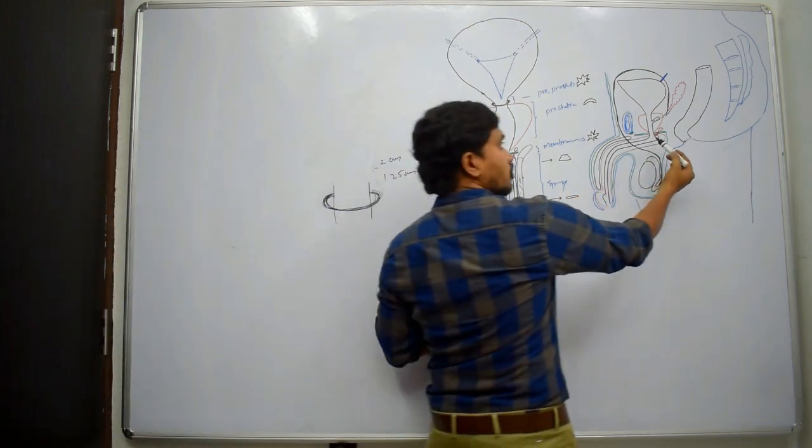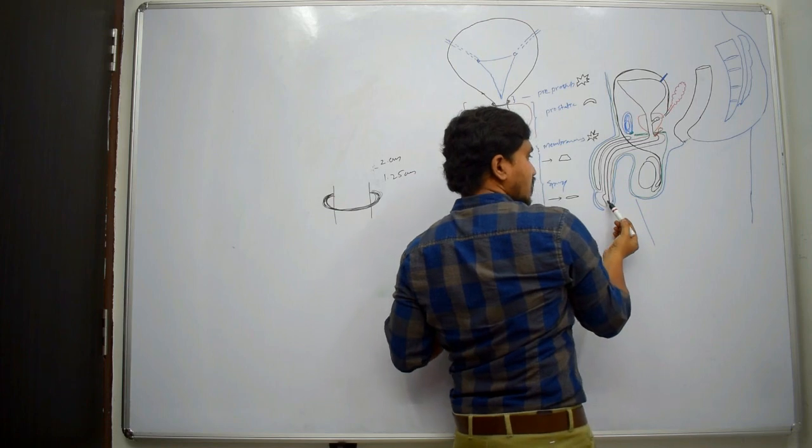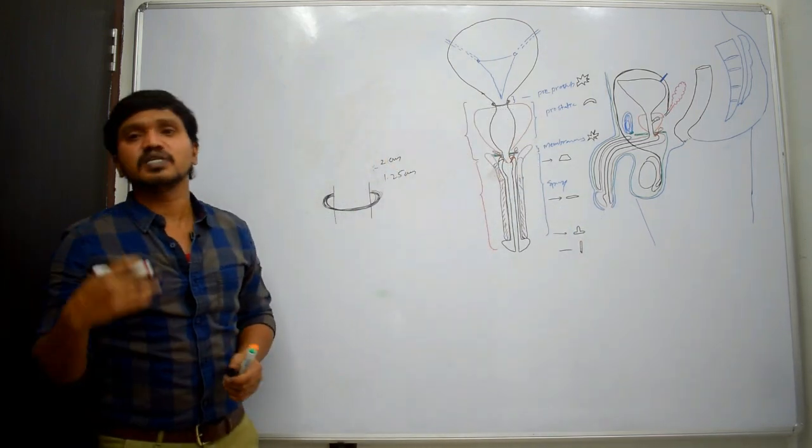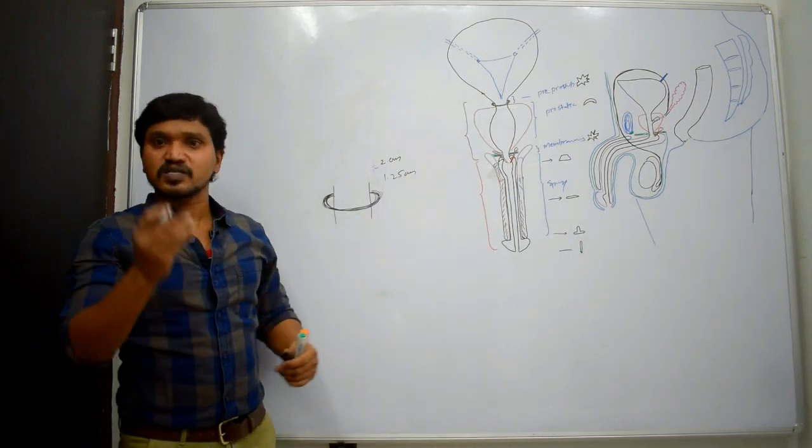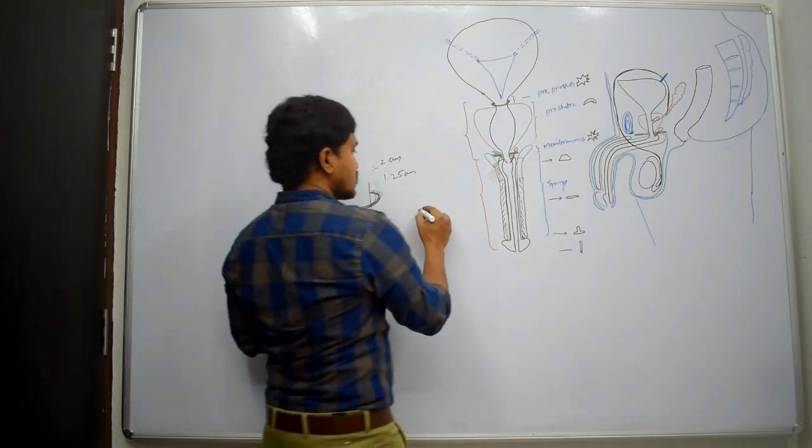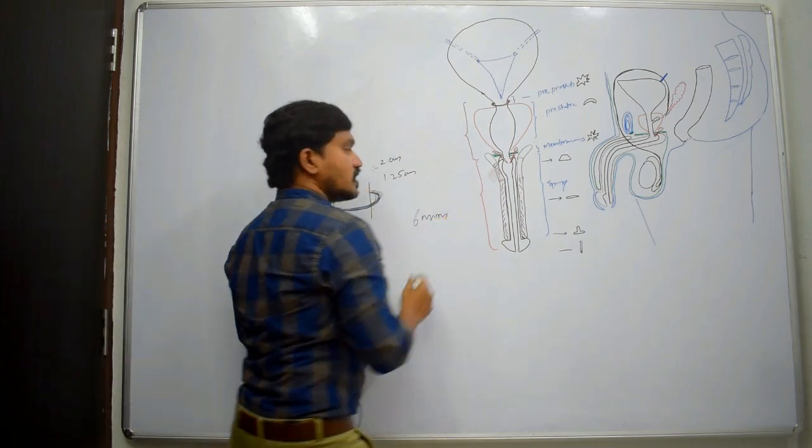This is bulbar fossa. This is navicular fossa. We can also call it terminal fossa. The remaining part of the urethra is uniform. It is around 6 millimeters in diameter.